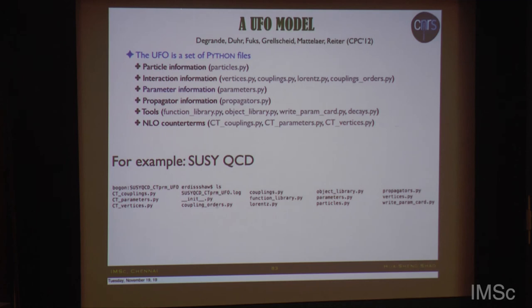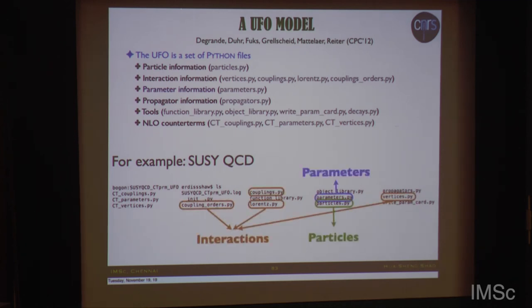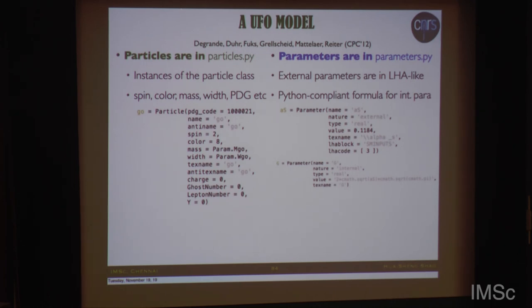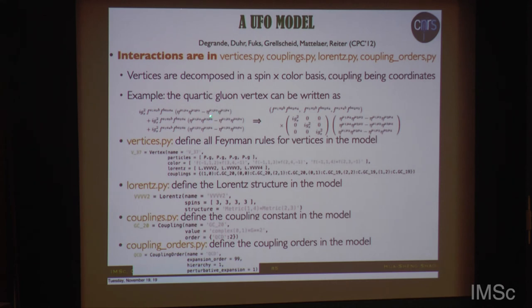I think I will skip this one. You understand what a UFO model is. Particularly for next-to-leading order, you need to provide counterterm files. You can open the UFO files to see the particle information, the parameter information, and the Lorentz structures, Feynman rules, vertices, and couplings. In particular for next-to-leading order, make sure the coupling orders are expanded so that the QCD coupling order is one. In leading order, it would be omitted or zero. So if you want to write your own next-to-leading order models, pay attention to these.